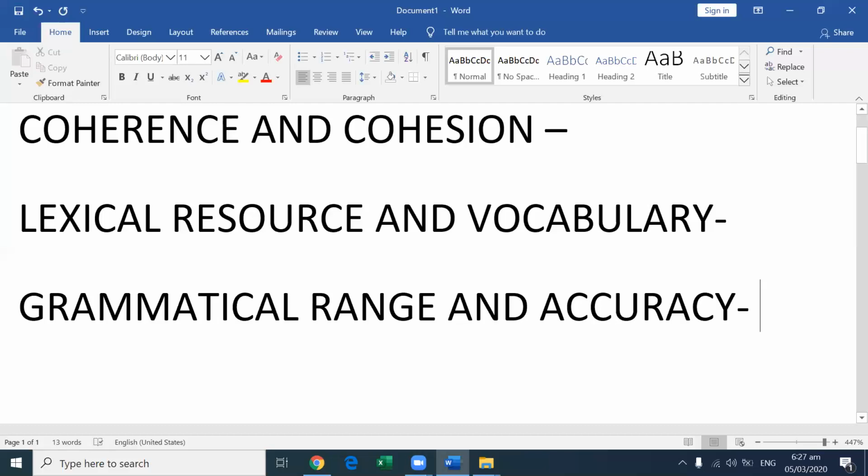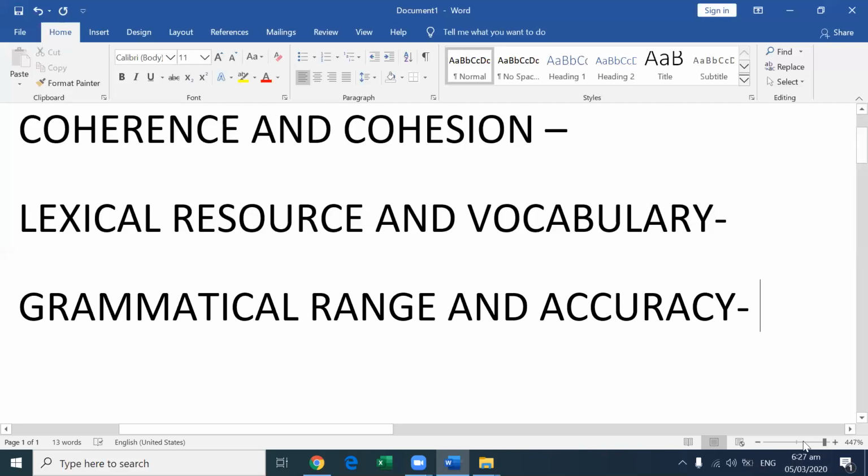Okay. And prioritize your accuracy more than your range. You need to be able to have a range and at the same time accuracy. But at times when you are confused which one you're going to prioritize, you need to choose the latter. You have to choose the accuracy over the range. Okay, but ideally there should be range and accuracy.